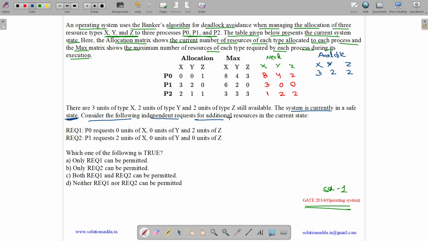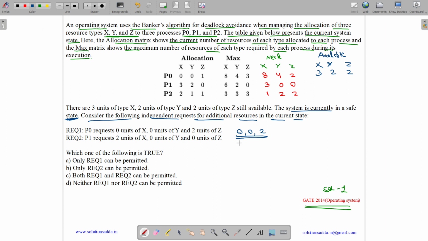Consider the following 2 independent requests for additional resources in the current state. So the requests are: P0 requests 0 units of X, 0 units of Y and 2 units of Z. Okay, let us try to satisfy these requests. We have to tell which will be permitted or not. So it is permitted if it leads to safe state and not permitted if it leads to unsafe state.